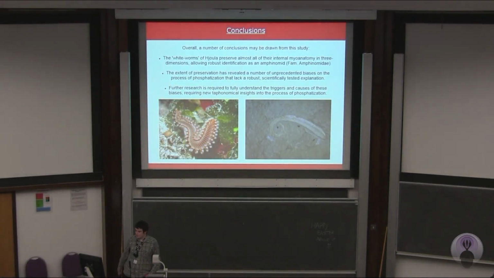So, to conclude, we can make 3 conclusions in this study. 1, the white worms of Hewler preserve almost all of their internal myoanatomy in 3 dimensions, allowing robust identification as an amphinomid. 2, that the extent of fossilization has revealed 3 semi-unprecedented biases that lack a really well-defined explanation. And finally, that we require further research to fully understand the triggers of these, and we will effectively require new insights into the process of fossilization in order to answer these questions.